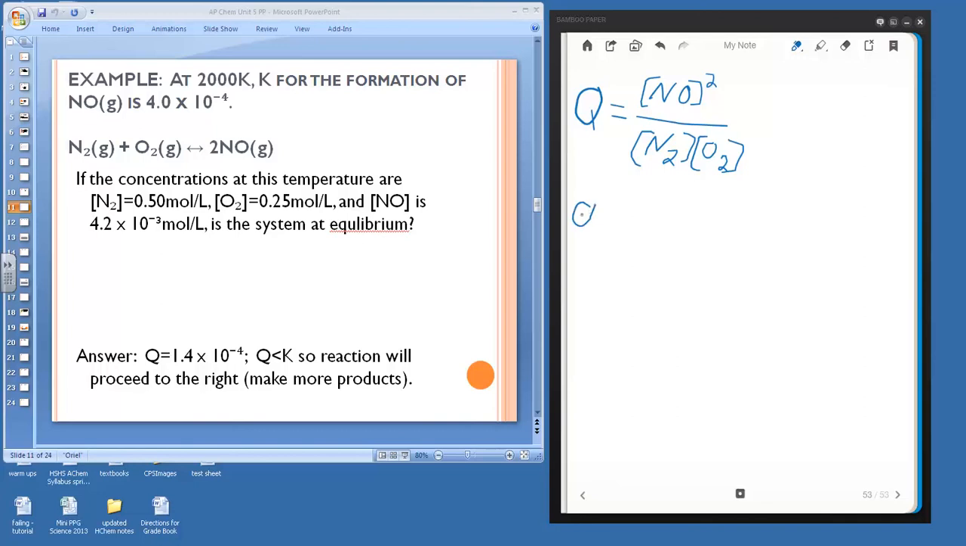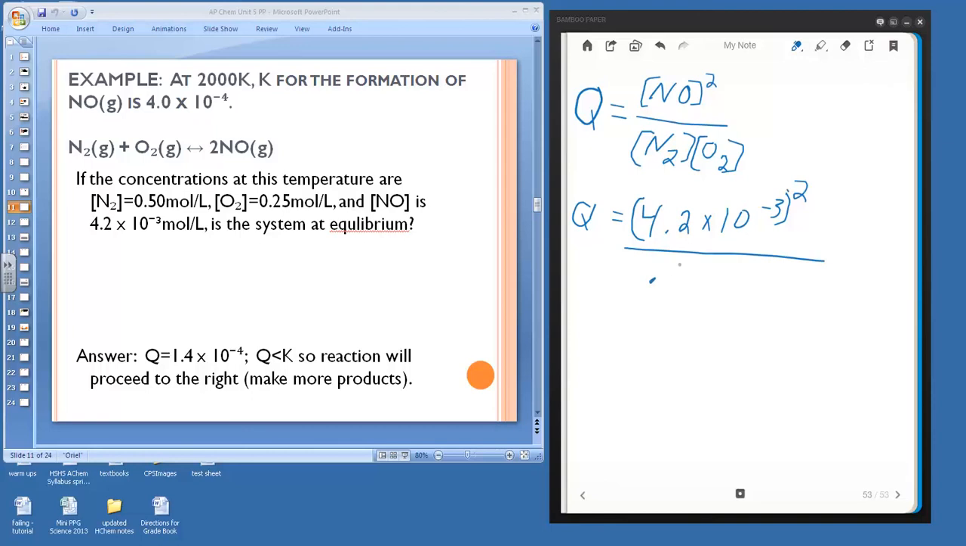So Q is going to equal, we know what K is. It tells us the K value. Somebody already solved that for us. Remember, K has no units. But now I can find with these concentrations, what would this be? I have 4.2 times 10 to the minus 3, squared, because it's the NO concentration, over the N2 concentration, 0.5.